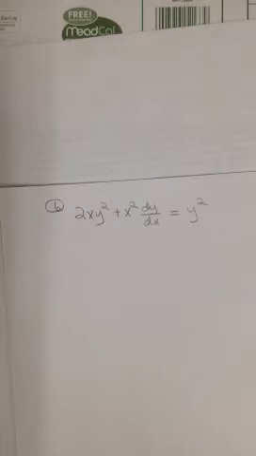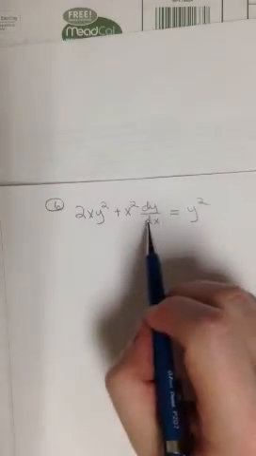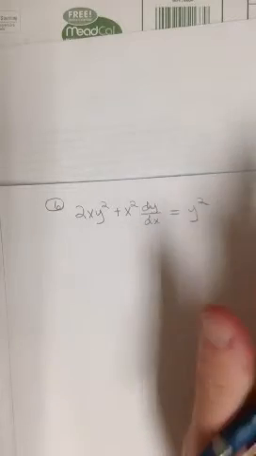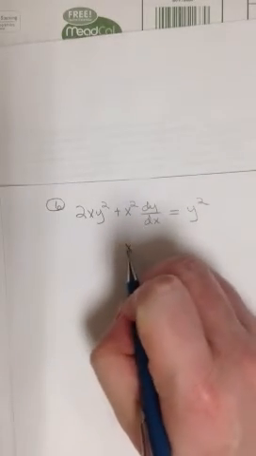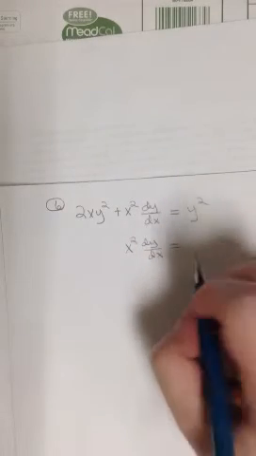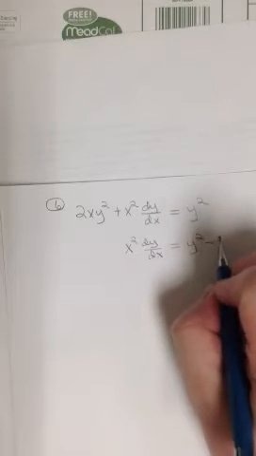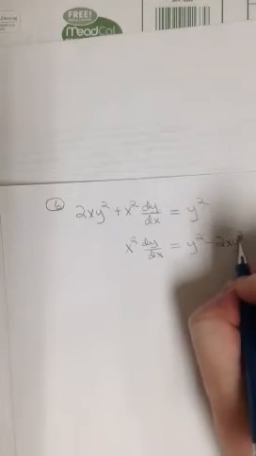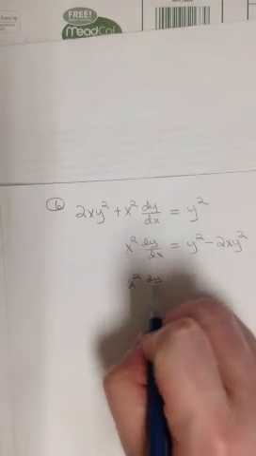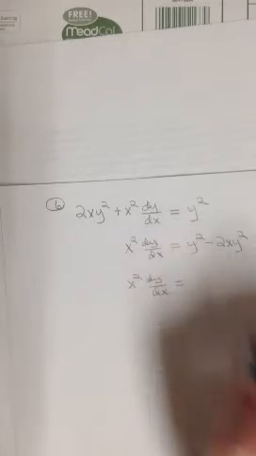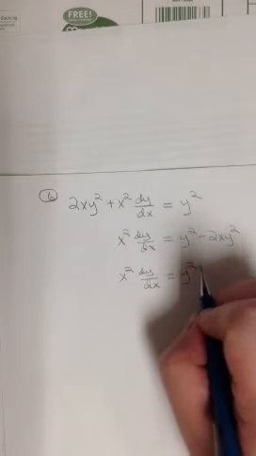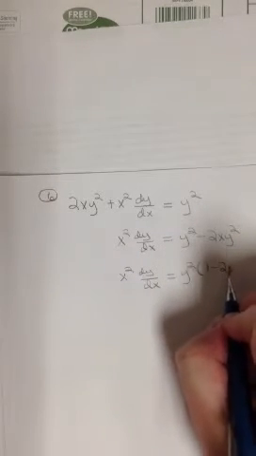And if we isolate the term with the derivative alongside, that is isolate x squared dy over dx, we can move the 2xy squared over, and rewriting we have x squared dy over dx is equal to y squared minus 2xy squared. And once again we can factor. Whereupon we have x squared dy over dx is equal to y squared times the quantity of 1 minus 2x.